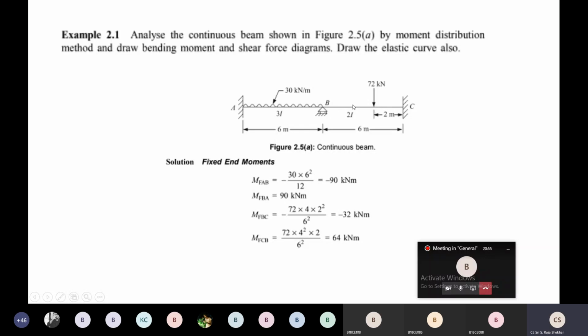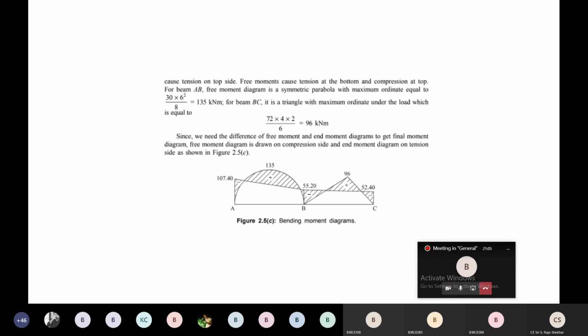For this BC span, the load is acting at this point, and the maximum bending moment there is WAB by L. That is the formula. So if you calculate WL square by 8, we are getting 135 kilonewton meter for the AB span. That is the maximum bending moment. If you calculate WAB by L, that is the maximum bending moment for the BC span. Maximum applied bending moments are 135 kilonewton meter and 96 kilonewton meter. You draw the same thing.